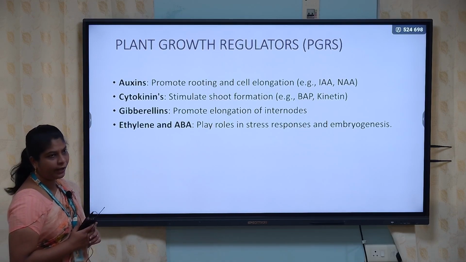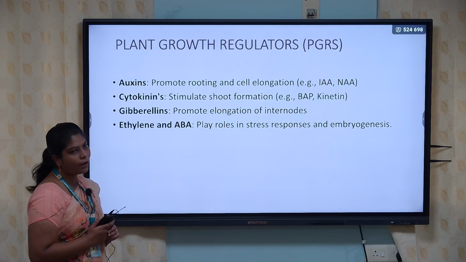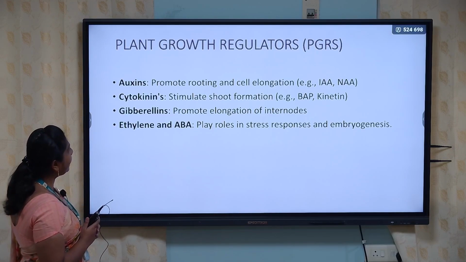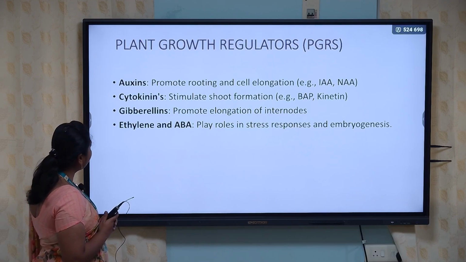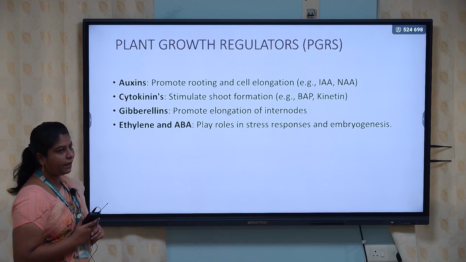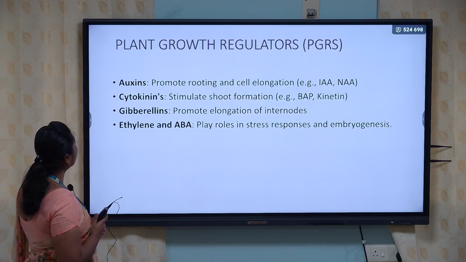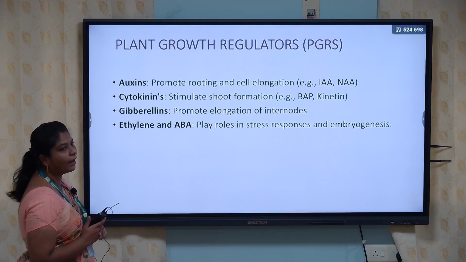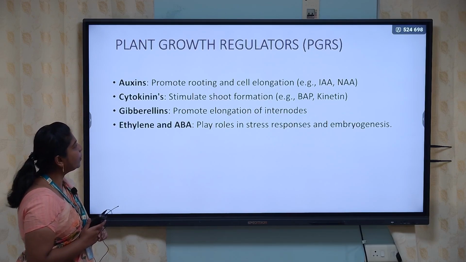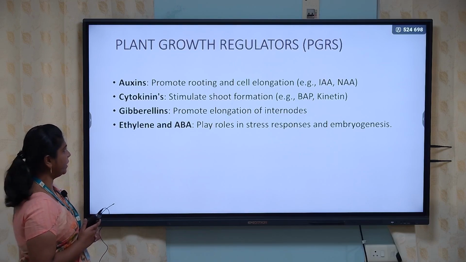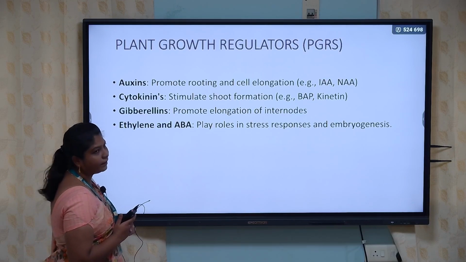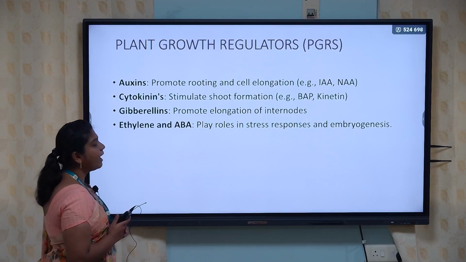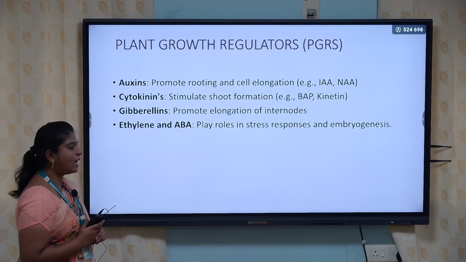Plant growth regulators, which we call the hormones for the plant. The main growth regulators are auxins, cytokinins, gibberellins, ethylene and ABA, abscisic acid. So what are auxins? Auxins are helpful to promote rooting and cell elongation. Examples of auxins are IAA, that is indole acetic acid, and NAA, naphthalene acetic acid.